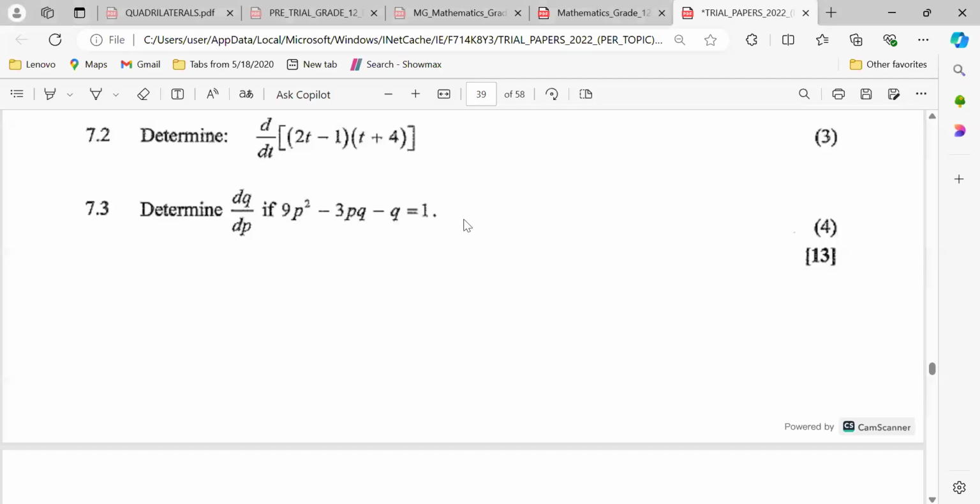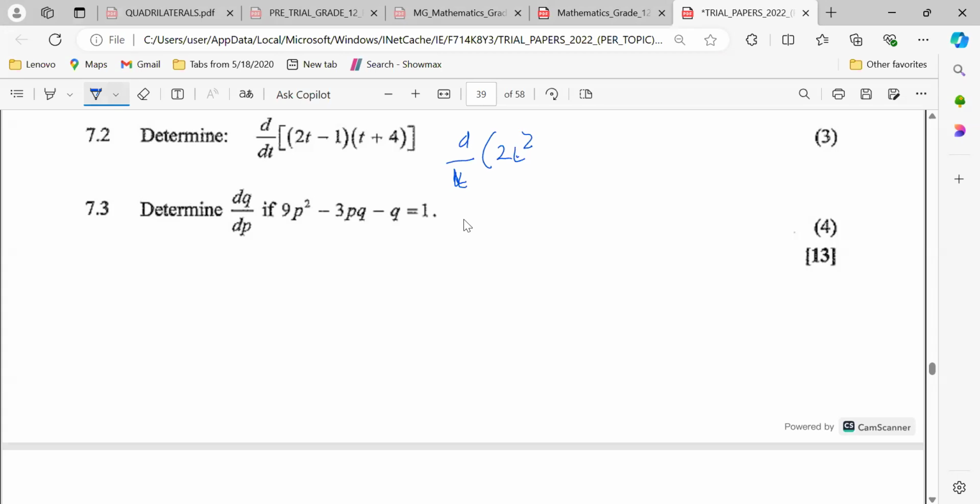7.2, here we're supposed to differentiate in terms of t. We can't differentiate in terms of t while we're still having the brackets. So we're supposed to first expand. If we expand this, we've got dx over dt, so this is over now, open bracket, which is going to give us 2t squared.